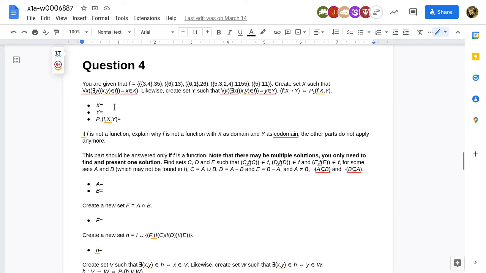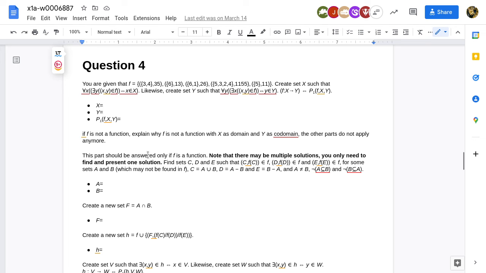All right, so this time, x, y, same deal. X has the set of 3, 4, the set of 6, the set of 1, 6, the set of 2, 3, 4, 5, and the set of 5. Okay, so that's basically what the set of x is. The set of y has the elements 35, 13, 26, 1,155, and 11. And then P1 of fxy is true. In other words, this is indeed a function if you consider how we define x to be the domain and how we define y to be the codomain. So that portion is kind of the same, okay? Structurally speaking, it has not changed.